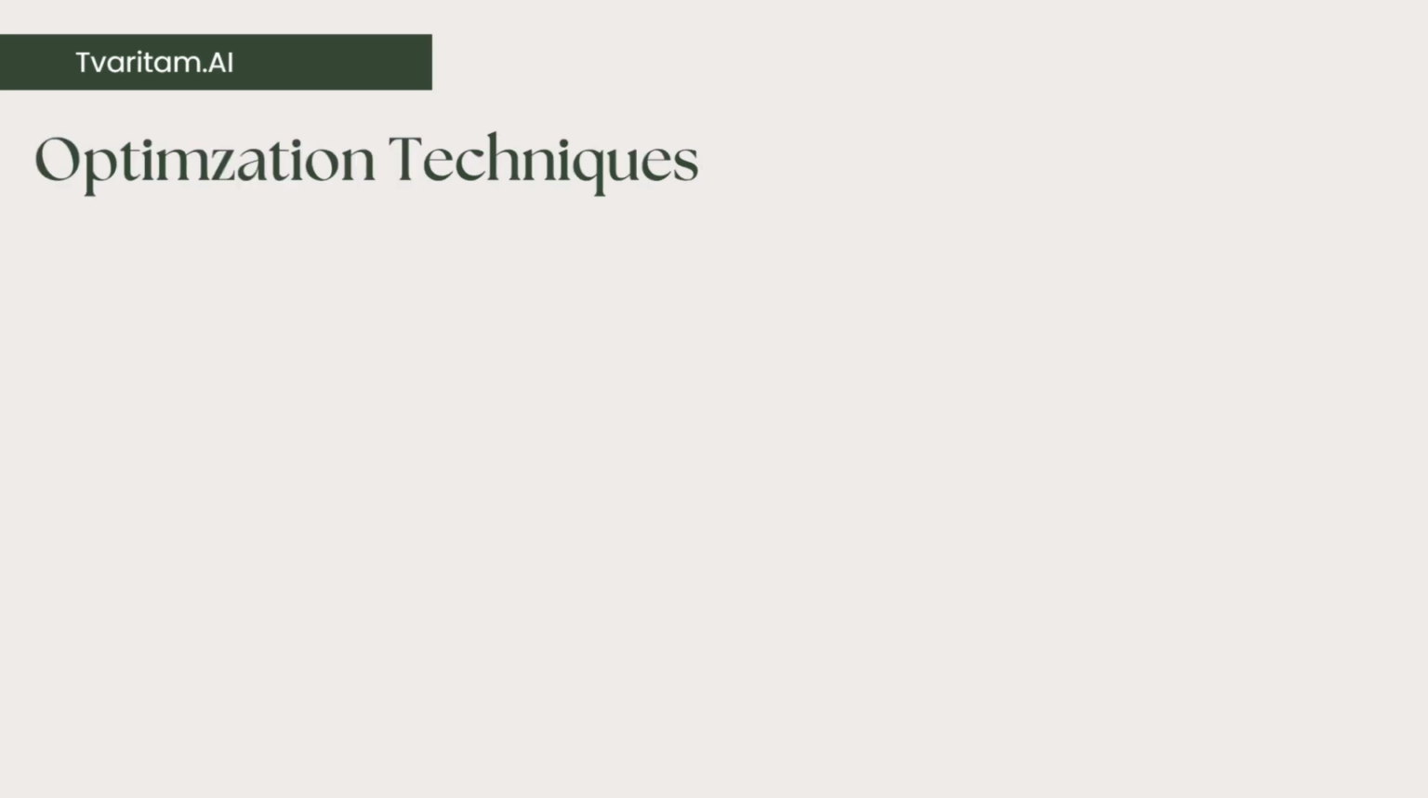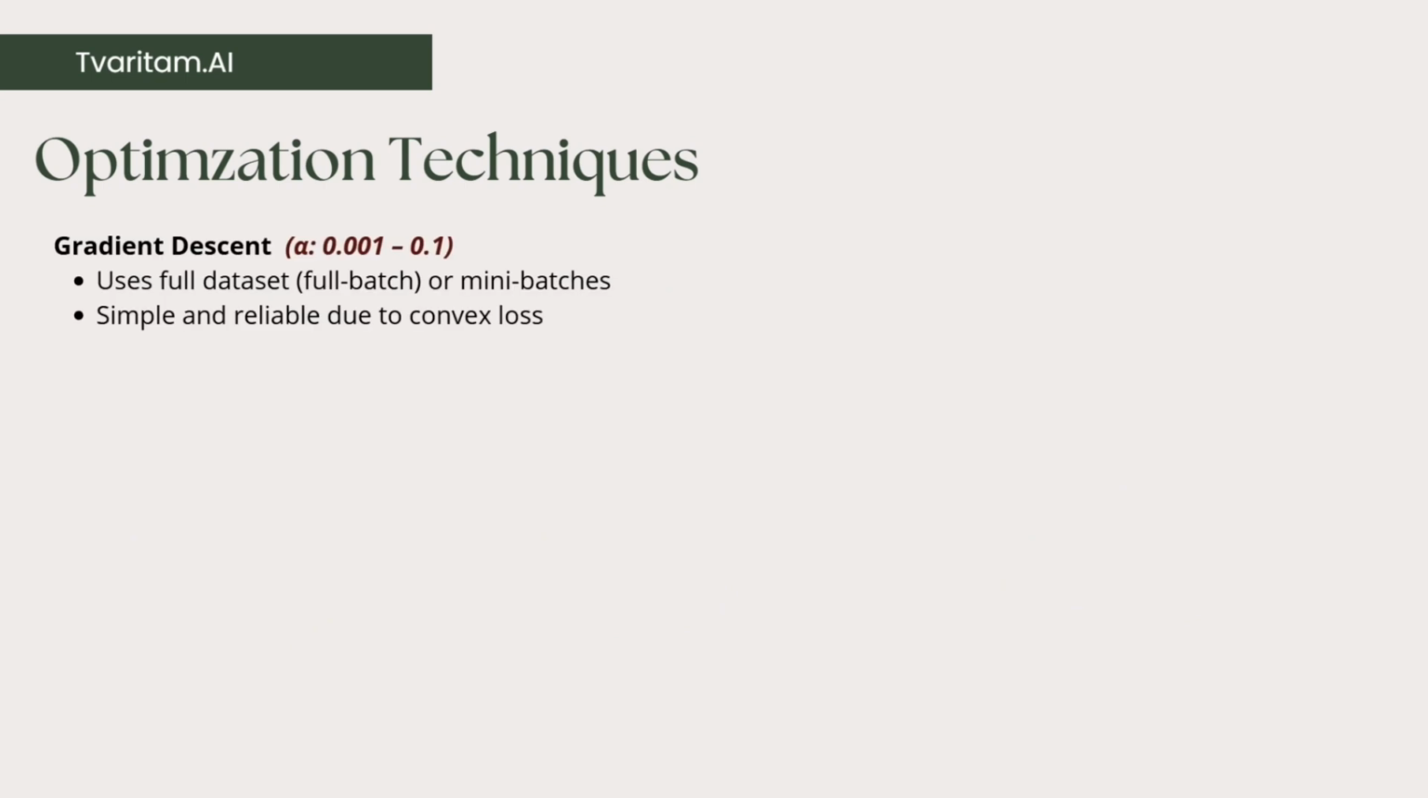For optimization techniques, we have the basic gradient descent that works well for linear regression because the loss surface here is convex. A convex surface means that there is only one global minimum point and we don't have to worry about getting stuck in local minima.